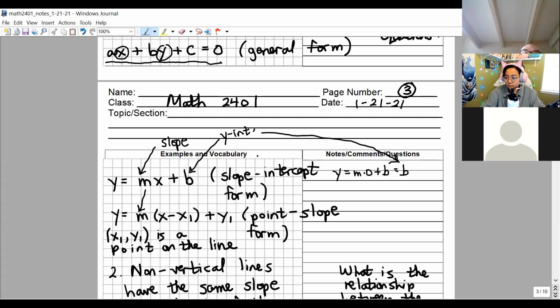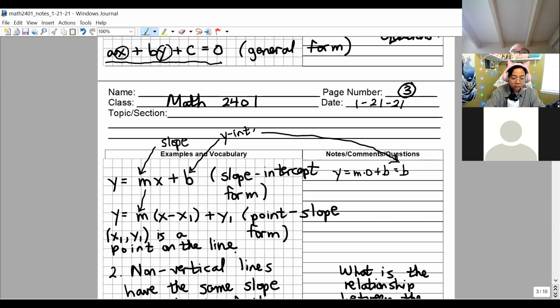So again, we're going to use all of these in the class. General form, maybe a little bit less often, slope-intercept form, and point-slope form. There are other forms for writing down equations for lines, but these are the ones that we're going to use most frequently.